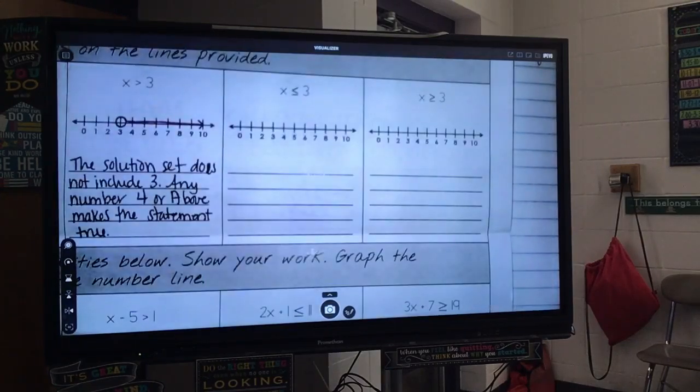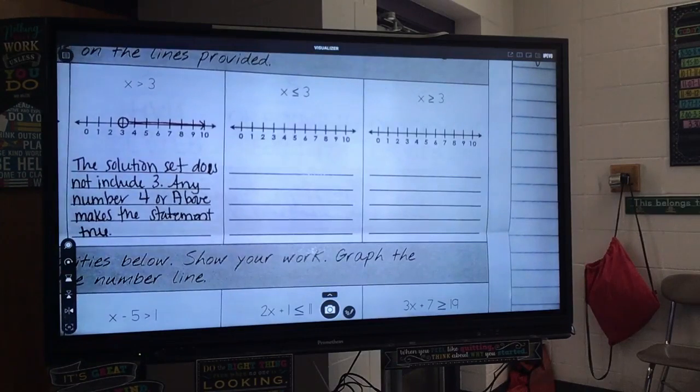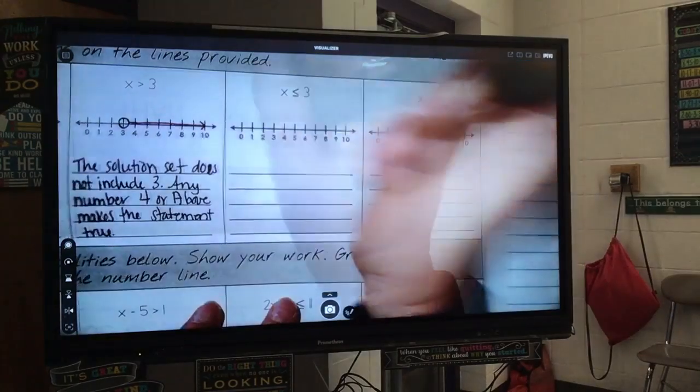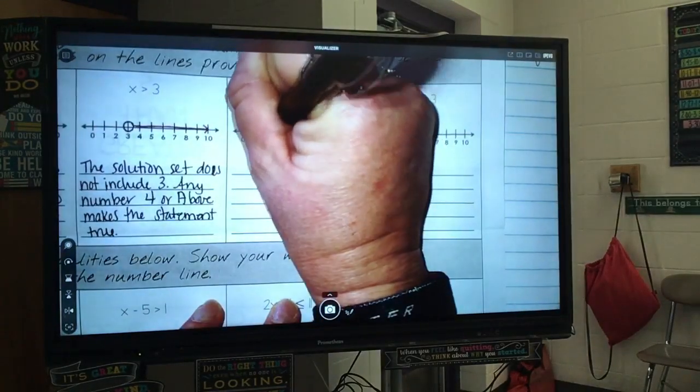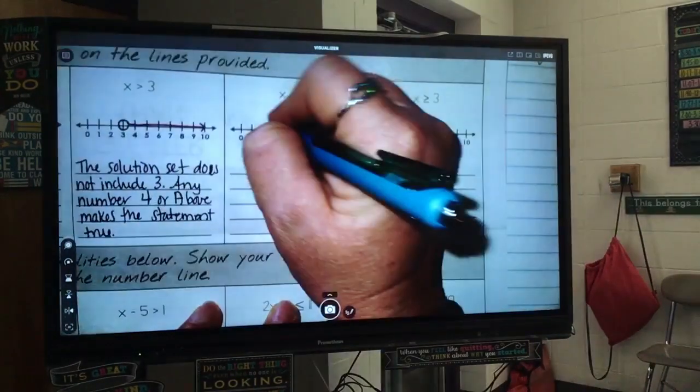Focus. Alright, so the next one, it says x is less than or equal to 3. So you're probably thinking this is going to be exactly the same, but it's not. Why is it not going to be the same? What is going to be different about it? Charles. Because it's less than or equal to, which changes it. It's going to be closed. Yes, you're going to have a closed circle on 3. And it's going to the left.